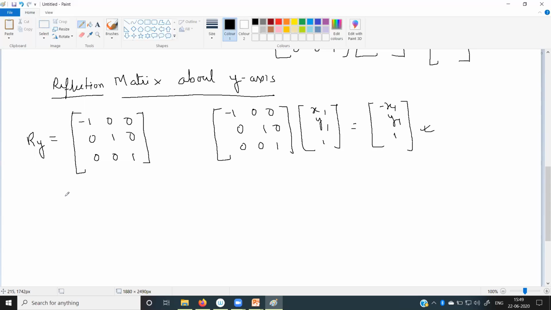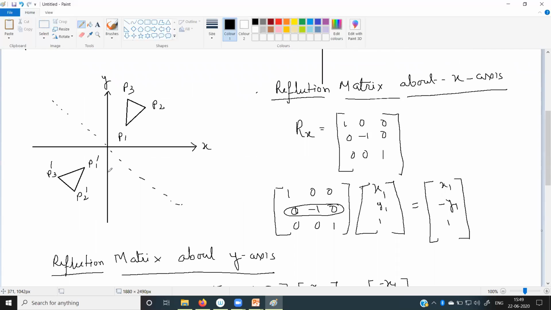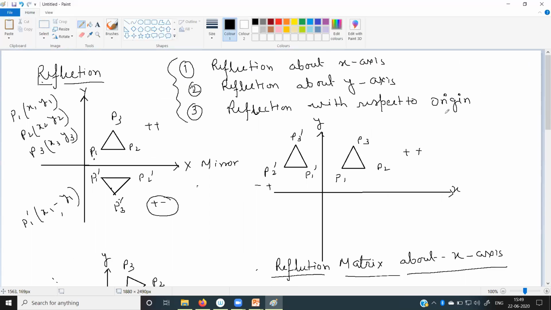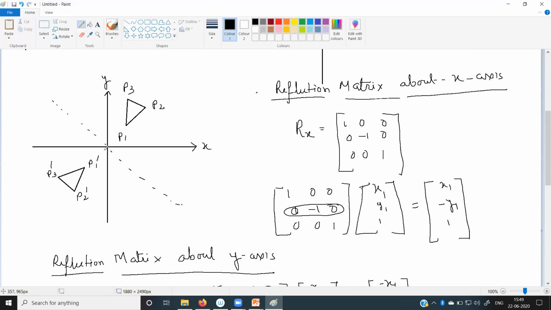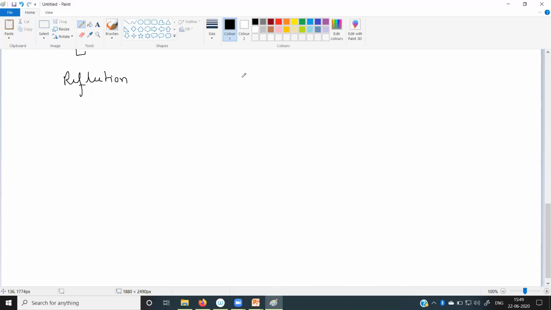Clear? Now next is the reflection. So what is the next reflection? This one. So we are performing the reflection with respect to origin. So here you can see everything is positive and here everything is negative. Clear? So we are performing the reflection with respect to origin. Fine.